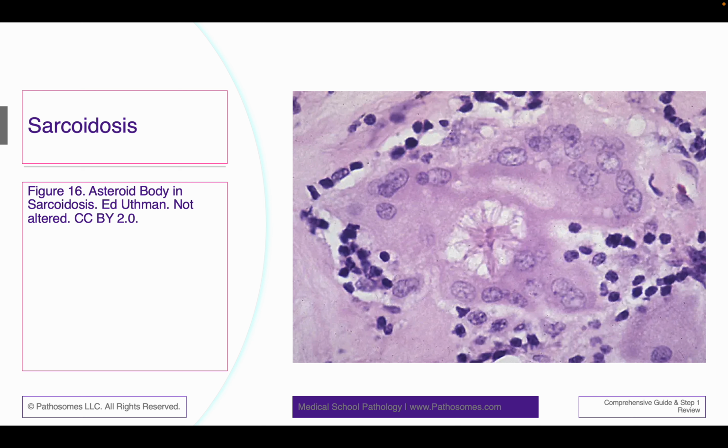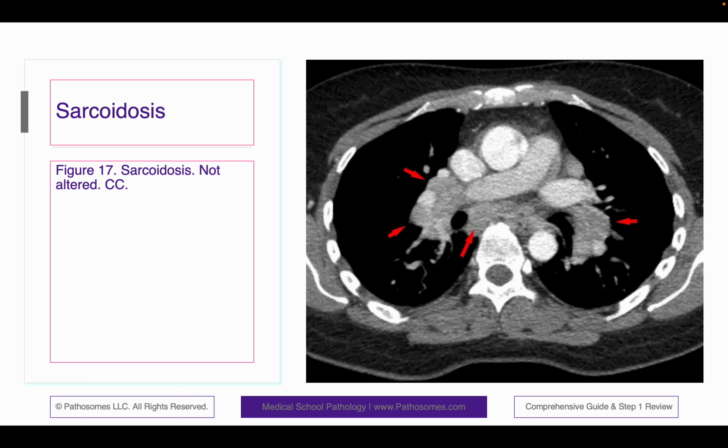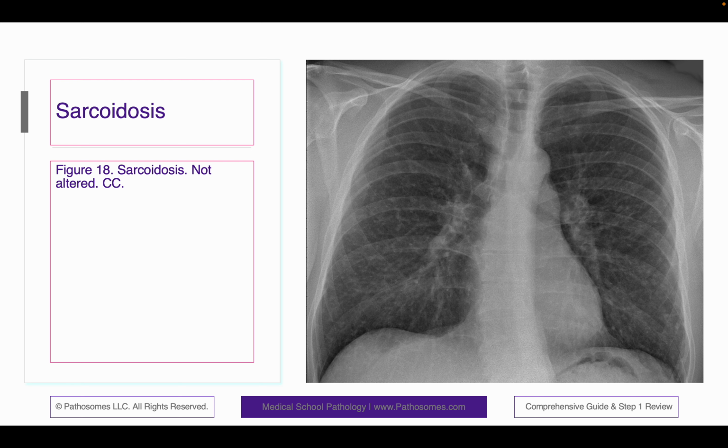See, I'm not going to let you down. I'm not going to leave you wondering. Here's that asteroid body that I was telling you about, right? This is the asteroid body that is seen in sarcoidosis, okay? Got it? You see it right there in the middle. All right. And to reiterate, with sarcoidosis, classically associated with hilar adenopathy, bilaterally, as you can see here as well.